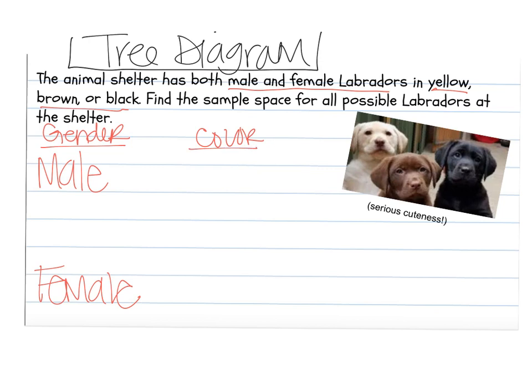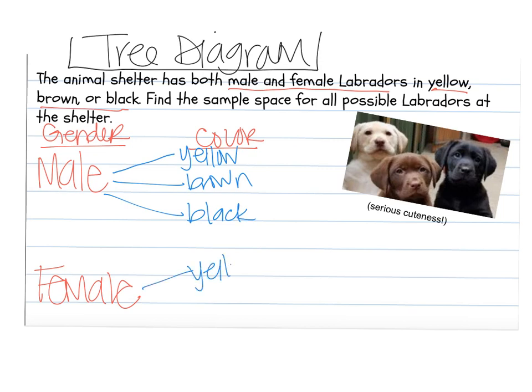My second choice then is, do I want yellow, brown, or black? So I know that I can get a male yellow, male brown, or male black. I can also get female yellow, female brown, female black. So I'm just eliminating writing male yellow, male brown, male black. I can just write my gender one time and then add on from each gender all of the outcomes. This is an example of a tree diagram.